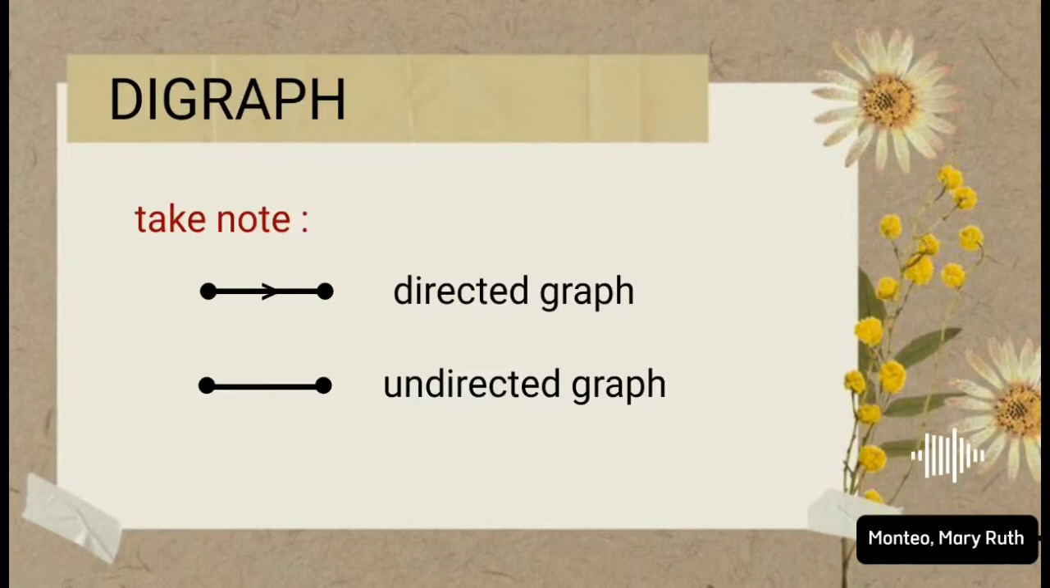Just take note, if the edge has an arrow, it is a digraph or directed graph, and if it doesn't have an arrow, it is used in an undirected graph.